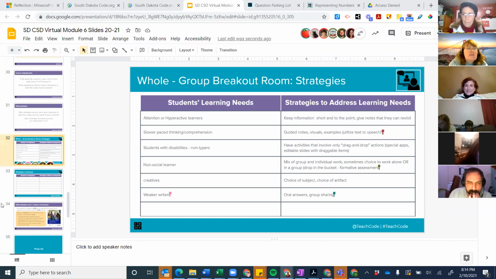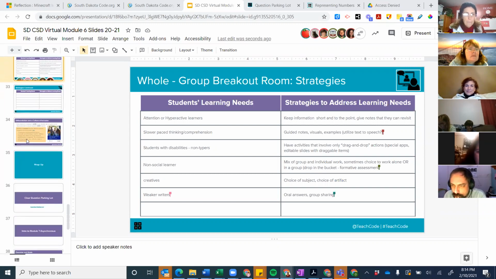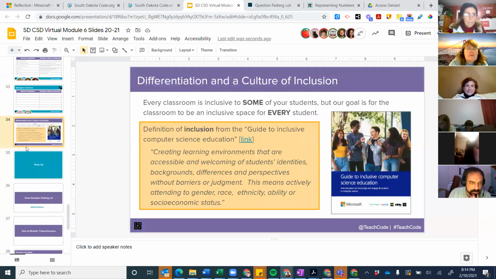I think I'm just going to jump to this last slide. So we didn't quite get to slide 33. I just wanted to have a little extra padding in case we were really going into a lot of different unique learning needs. But before we finish up on this topic here, I just want to share something that Microsoft shared with their definition of inclusion.